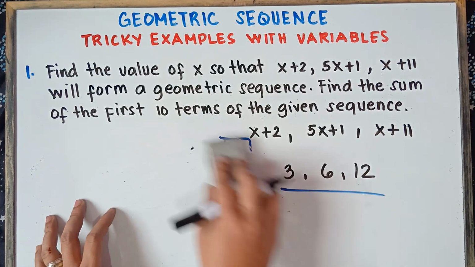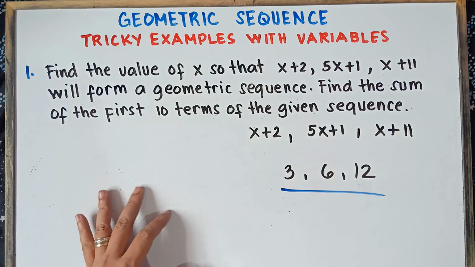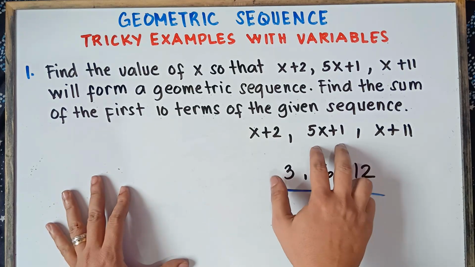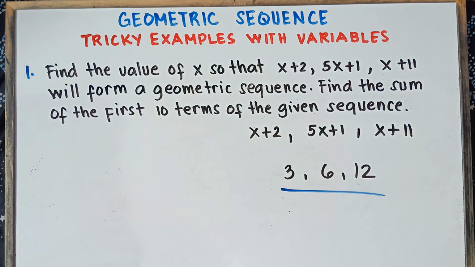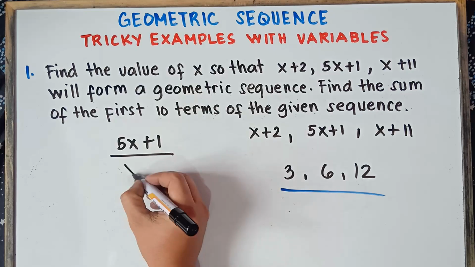Alright, so I hope it's clear for you, class, with regards to geometric sequence. Now, sir, can we find the value of x by dividing the second term by the first term? Alright, let's do that. 5x plus 1 divided by x plus 2.